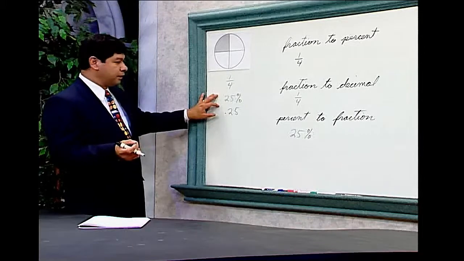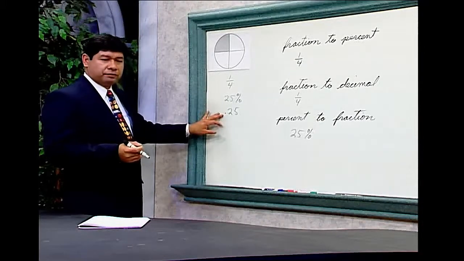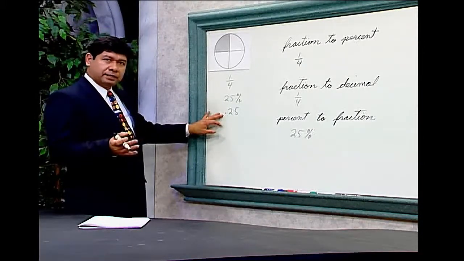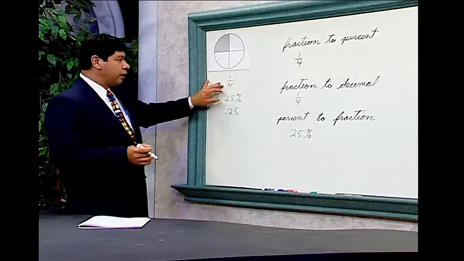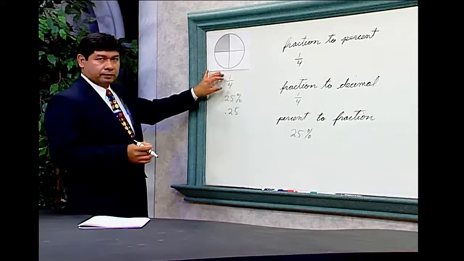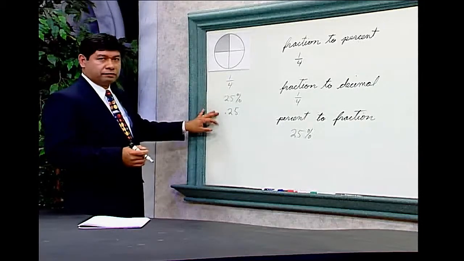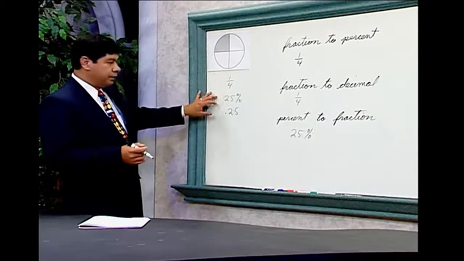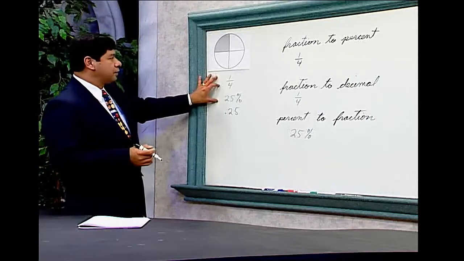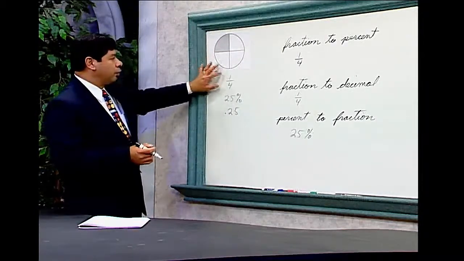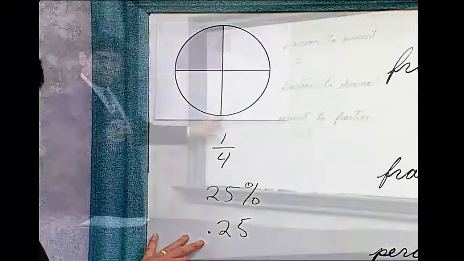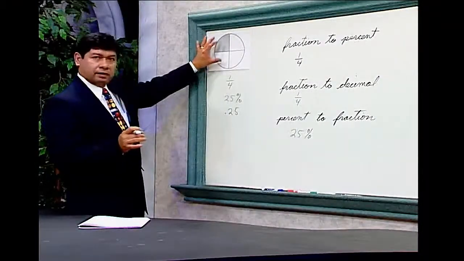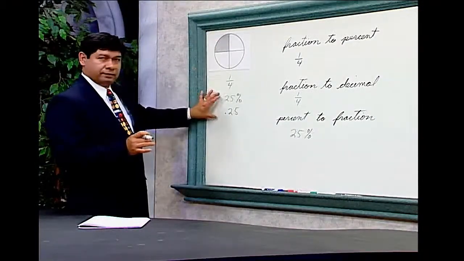So we have 25%. The decimal 0.25 can be easily derived from dividing the numerator by the denominator, 4 into 1. So all these 3 figures represent the same item up here. 1/4, 25%, 0.25. These are all equivalent, and they all show this.